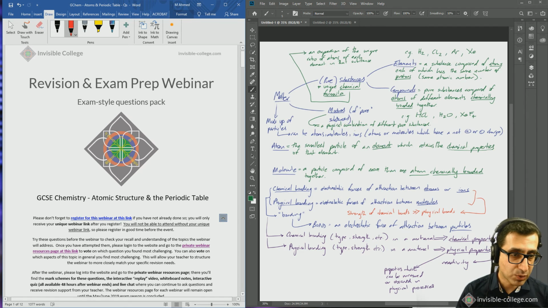Another question. Let's have a look here, see which ones have been upvoted. There's only a few actually. Okay, so another question was, can I go into an explanation of the trends in physical properties of the group 1 elements?